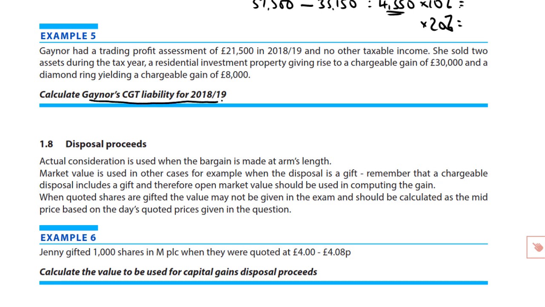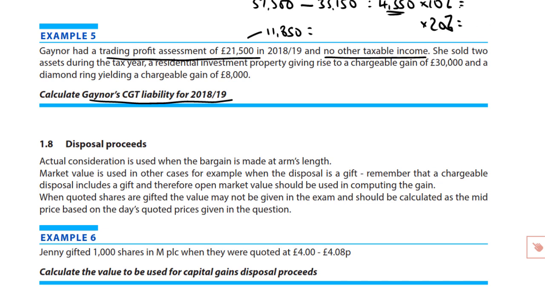Again, of course, this time for our heroine Gaynor. Gaynor here, she had a trading profit assessment of 21,500 in 1819. So again, an income figure, no other taxable income. So she's only got the £21,500, away from which, of course, we will deduct our personal allowance to give us what would then be the taxable income figure. Well, more of that in a moment's time.